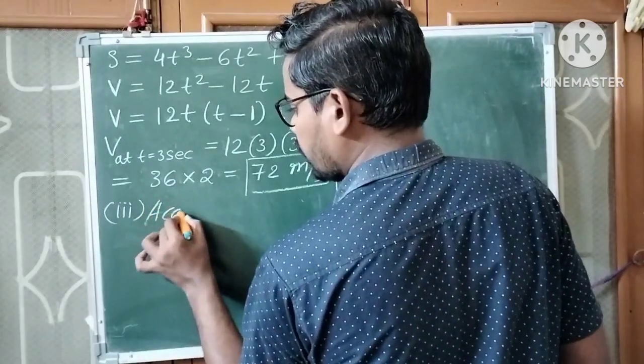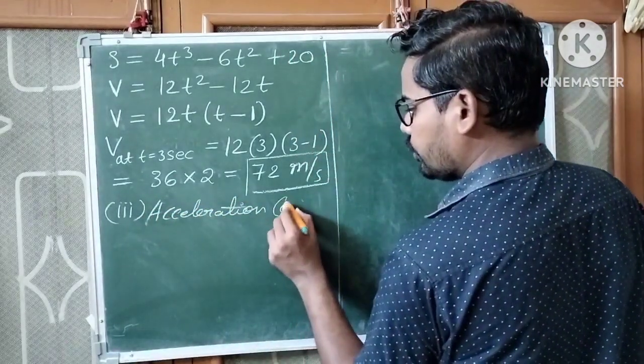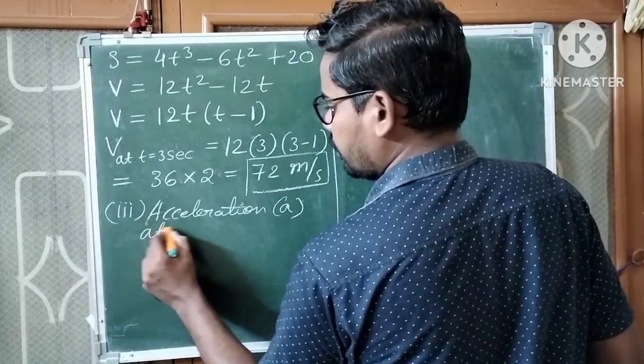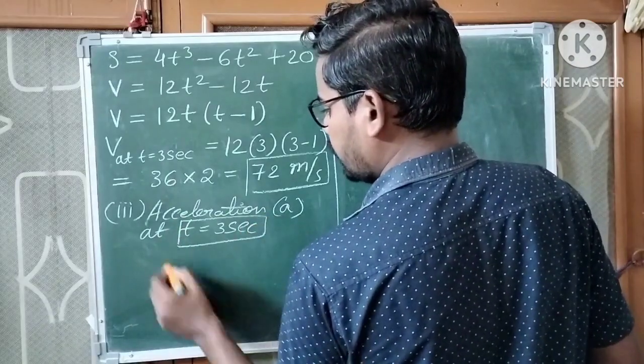So next, the third question: acceleration a at t is equal to 3 seconds.